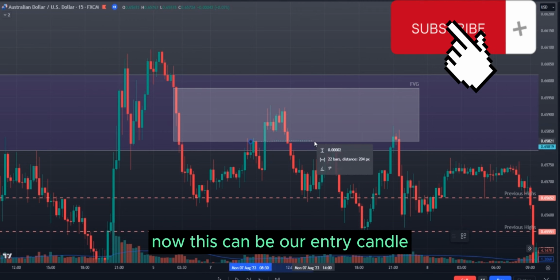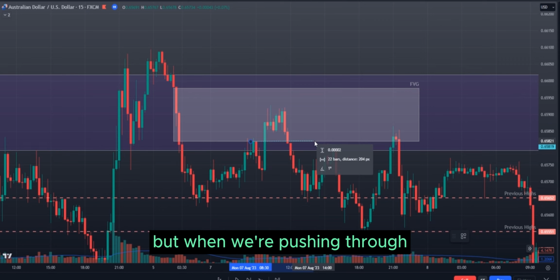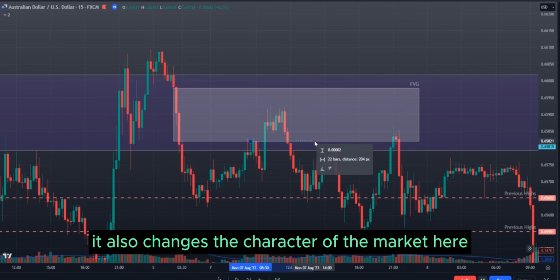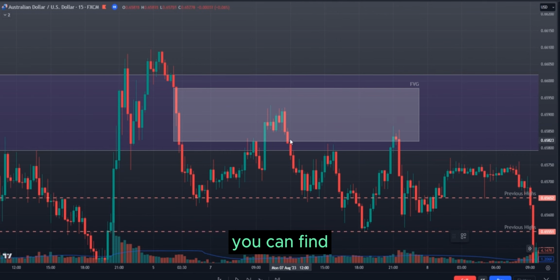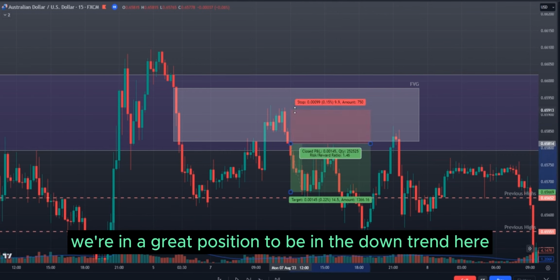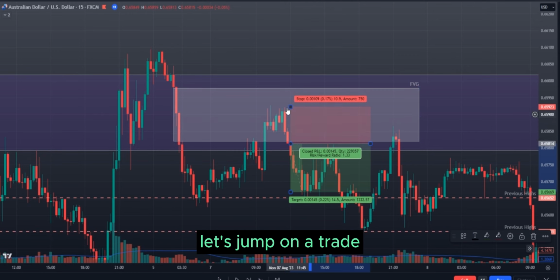Now this is going to be our entry candle for when we're pushing through. As you can see, it also changes the character of the market here, changes the character of the trend, signifying we're in a great position to be in the downtrend here. Let's jump on a trade.